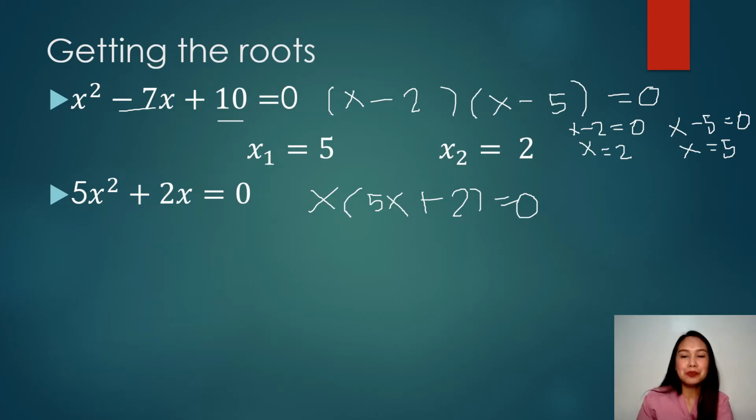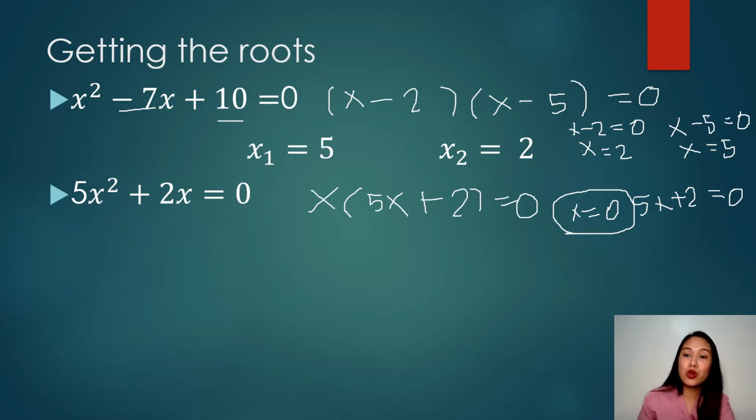So the next step would be equating each factor to 0. So we'll have x is equal to 0 because x is the first factor, and the second factor is 5x plus 2, equal to 0. Okay. So this is your first root. Again, x is equal to 0. So we have to simplify 5x plus 2 equal to 0 to get the second root.